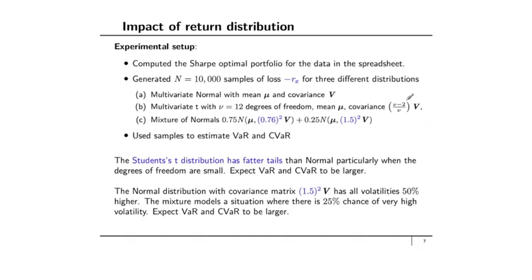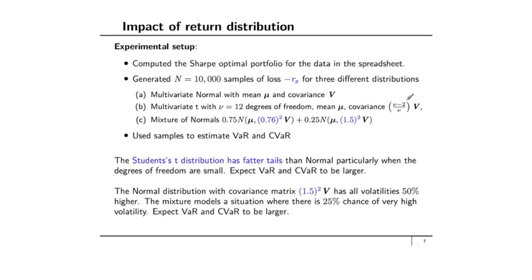In the next couple of slides, I'm going to show you what happens as you change the underlying return distribution. The experimental setup that I'm using is as follows. I computed the Sharpe optimal portfolio corresponding to just the risky assets in this spreadsheet. I computed 10,000 samples of the loss, or equivalently the negative of the return, for 3 different distributions. The first distribution was a normal distribution with mean mu and covariance V, and mu and V were those specified in the spreadsheet.